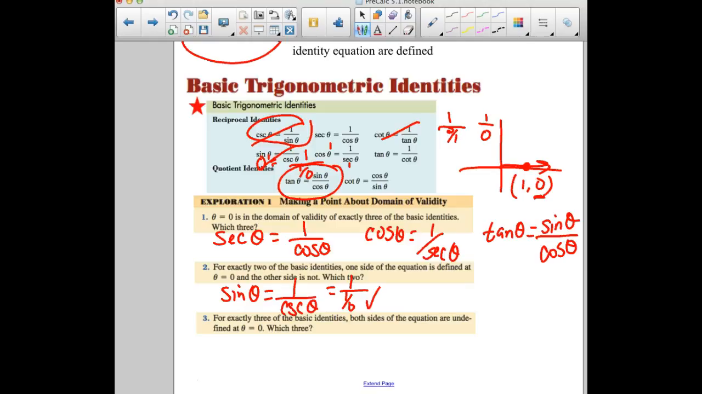Okay? The second one where it doesn't work on one of the sides was this one. Okay, the tangent is y over x, so this becomes 0 over 1, which is fine. That side is okay. But on the other side, we would be saying that we'd have 1 over x over y, and it's not valid right there. Okay, so those are the 2 where it works on one side but not the other.